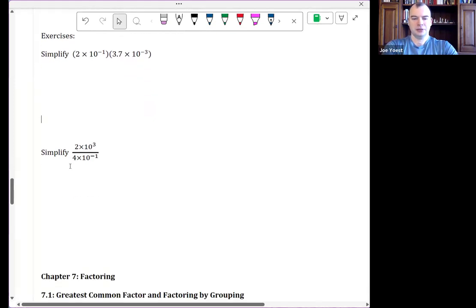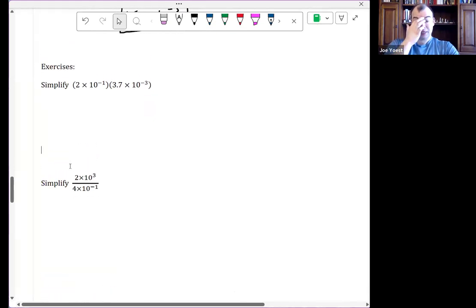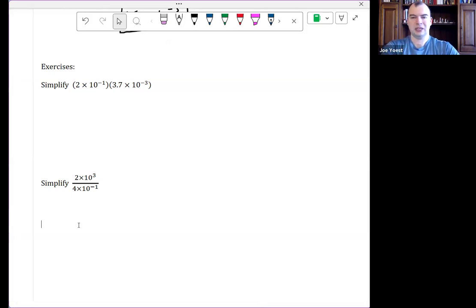Okay. So take a look at these last two exercises in this section. We'll take maybe 2 minutes or so to go through these. Take about 2 minutes, work through these ones, and then we'll finish up this section.